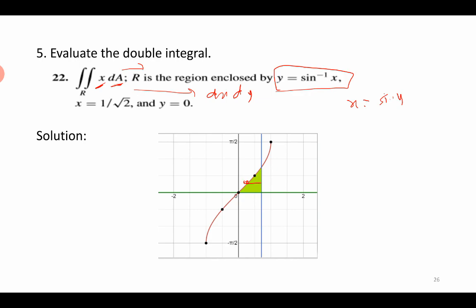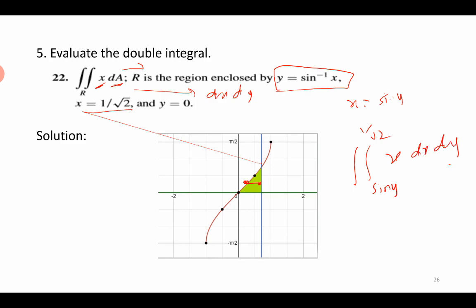So lower limit is x equal to sine y, upper limit is x is what is the value? X is equal to 1 over root 2. So we got it. Double integral sine y to 1 over root 2 x dx dy.